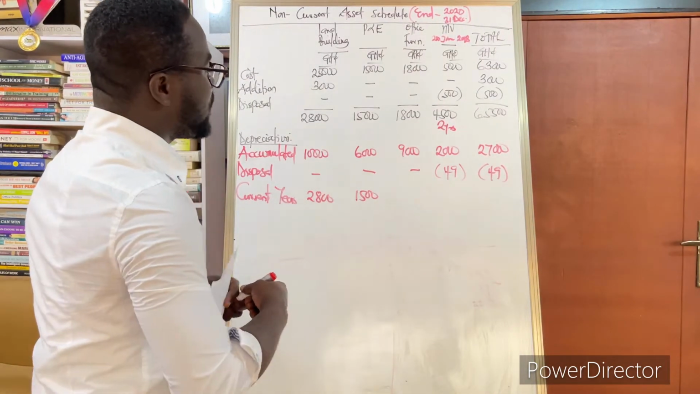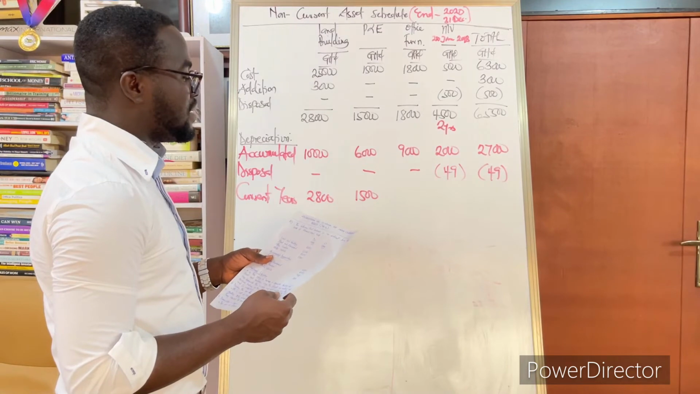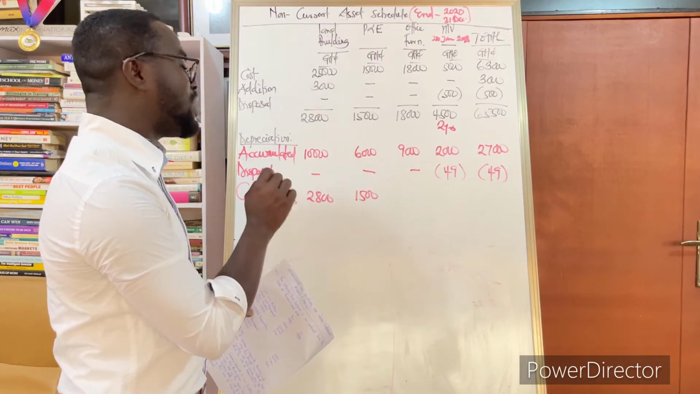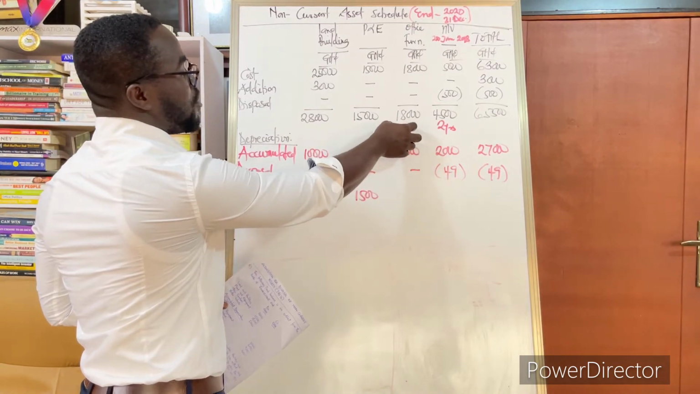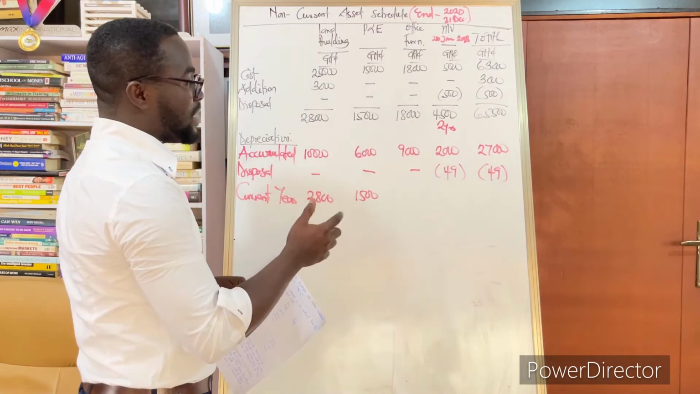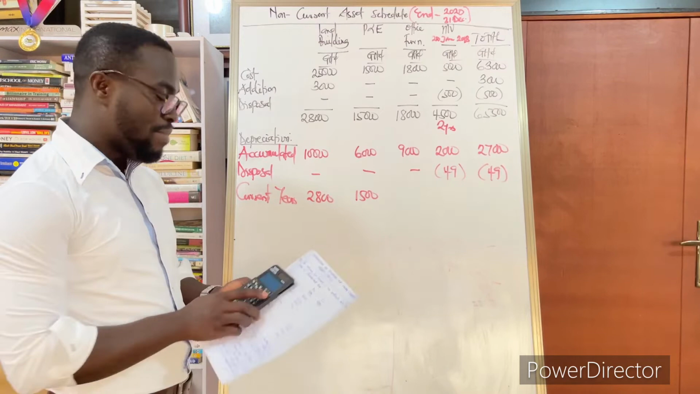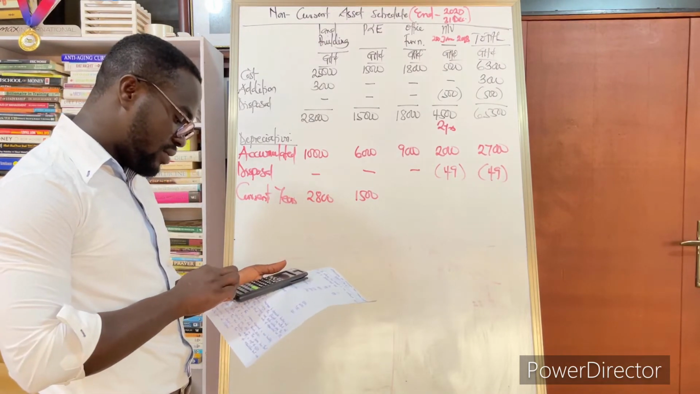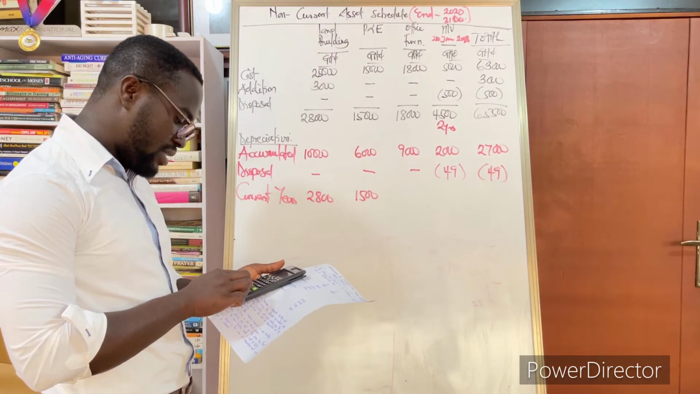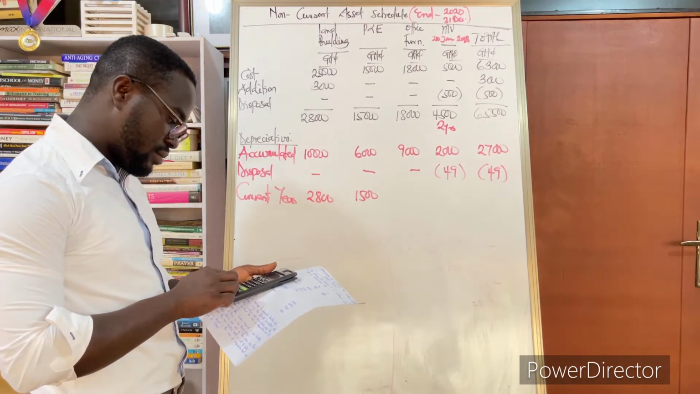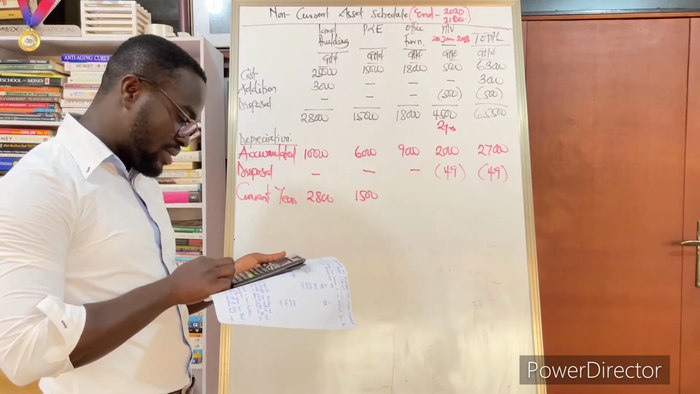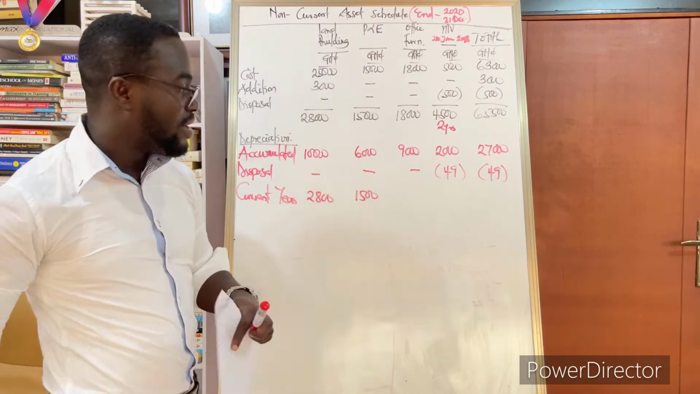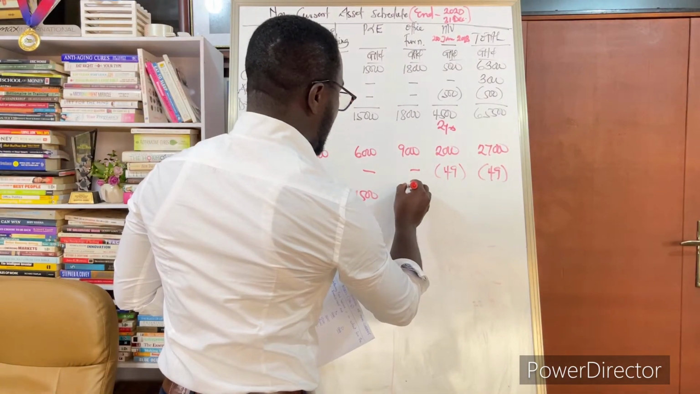Then we come to office furniture. Reducing balance. With office furniture, since it's reducing balance, what it means is that we must take the previous year accumulated depreciation from the cost before we apply the rate. So 5% multiplied by, you can take in your book, 0.05 times, if you take 9,000 from 18,000, you get 9,000, so times 9,000, and you get 450.